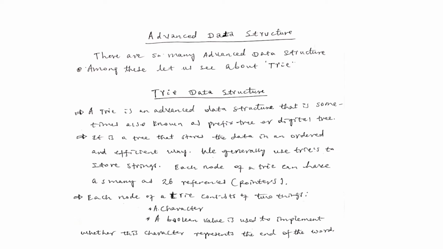Each node of a trie consists of two things. These are a character and a Boolean value. This Boolean value is used to indicate whether the character represents the end of the word.